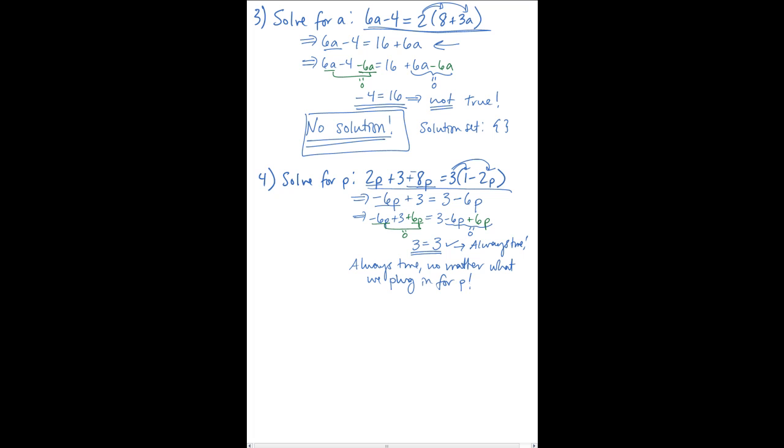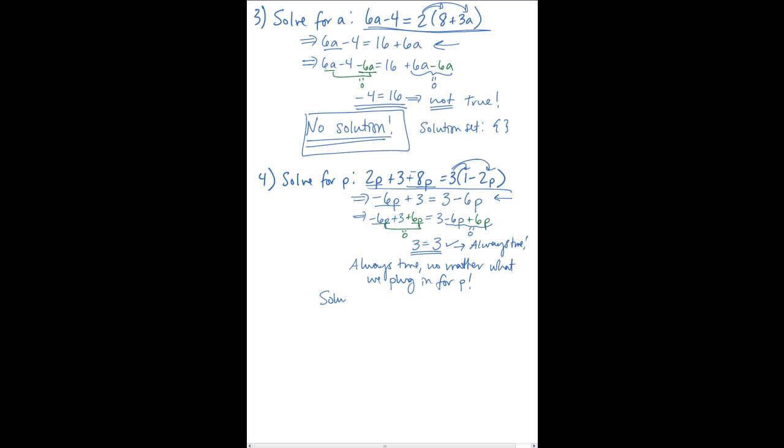Why is that? We can see why. If we go farther up in the second step, you notice we end up with negative 6p on each side. So we can plug in a 0 for p, we can plug in an 8 million, we can plug in pi. It doesn't make any difference. Negative 6 pi is going to be the same on each side. Or negative 6 million is going to be the same on each side. So whatever we plug in for p, this is always true. And so the way we typically write this is we say the solution set is all real numbers.